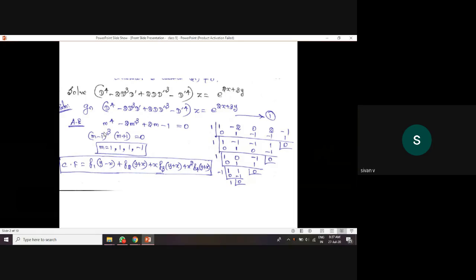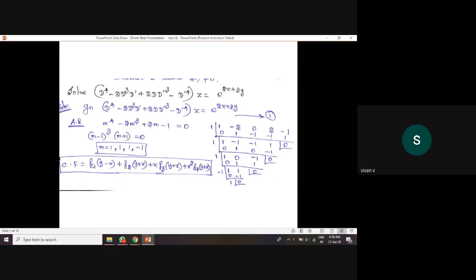So (m minus 1) whole cube into (m plus 1) equal to 0. (m minus 1) whole cube means m has 3 roots: 1, 1, 1, and m plus 1 equal to 0, m equal to minus 1. Therefore, 3 equal roots and 1 unequal root. First, use the unequal root, this m equal to minus 1.